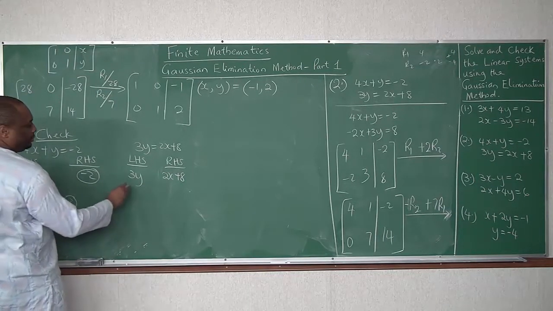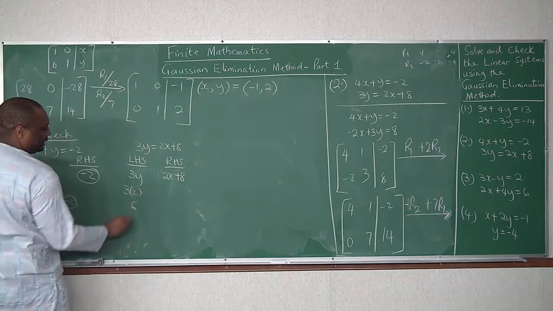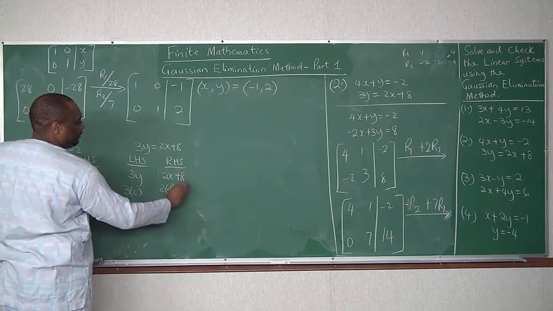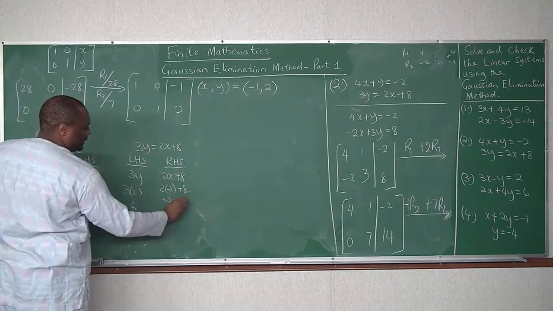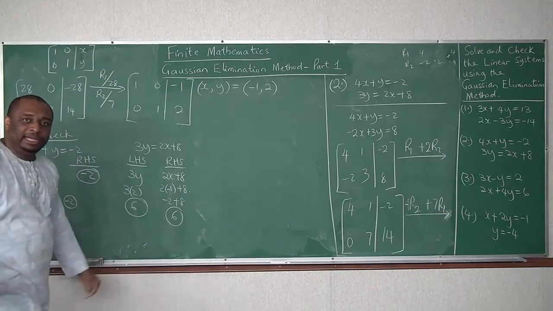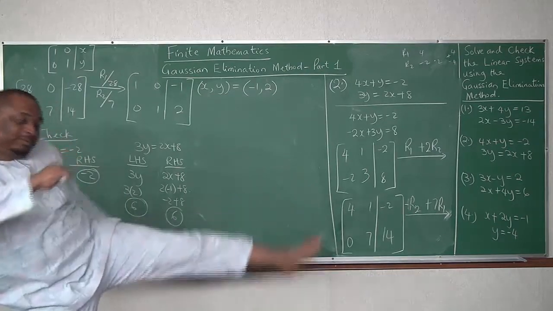Y is 2, 3 times 2, which is 6. X is negative 1, 2 times negative 1 plus 8. Negative 2 plus 8, which is 6. 6 on the right, 6 on the left. You now click with the second one. Boom!